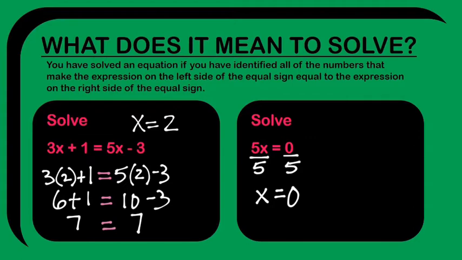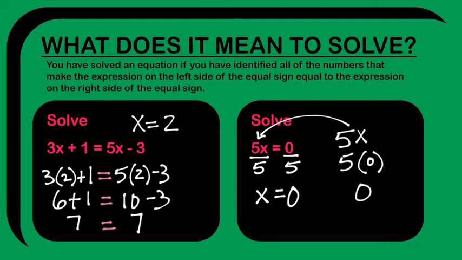Now we know that x equals 0 is the solution because on the left side, we have 5x, and with our solution substituted in, that would be 5 times 0, which is 0. So the left side of our equation is 0, and the right side of our equation is 0.